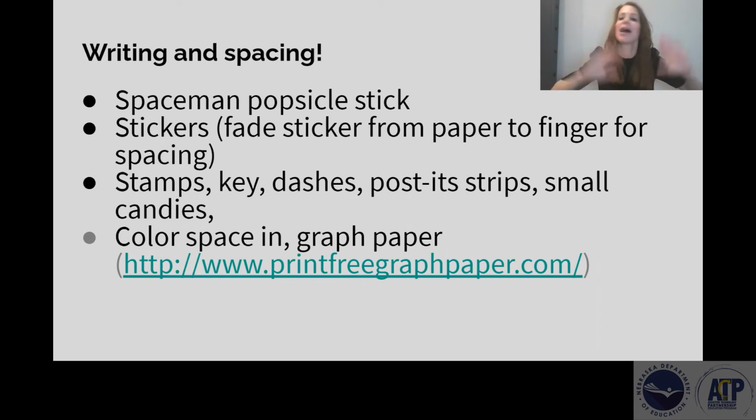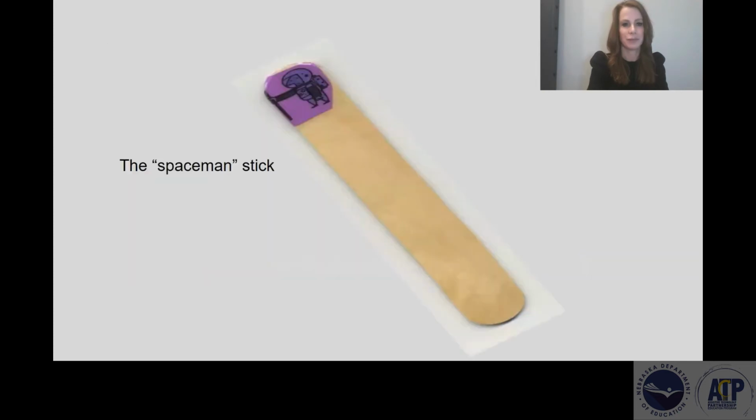Graph paper is my favorite. It's simple. It has the visual boundaries that children with autism really, really need sometimes to help with the writing process. So graph paper, and you can get it all different sizes, right? So a letter per box. There's my spaceman, my little astronaut, for my literal students with autism. Write a word, put the spaceman.